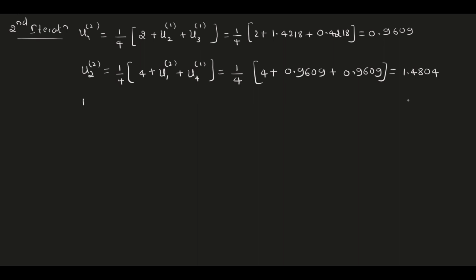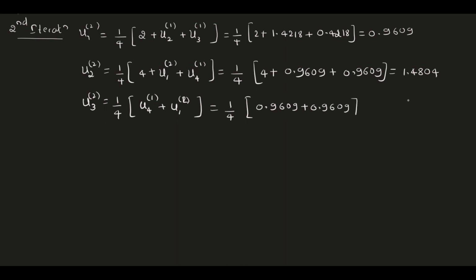So when you simplify it, you will get u2 of 2 as 1.4804. Now u3 of 2, 1 by 4, u4 of 1 plus u1 of 2. We have already found u1. These are the same two, only the 4 will not be there. So previous values only, instead of only 4 will not be there. So add these two and divide by 4, you will get 0.4804. Also you might have observed previously that in u3 and u2 only the plus 1 is different.